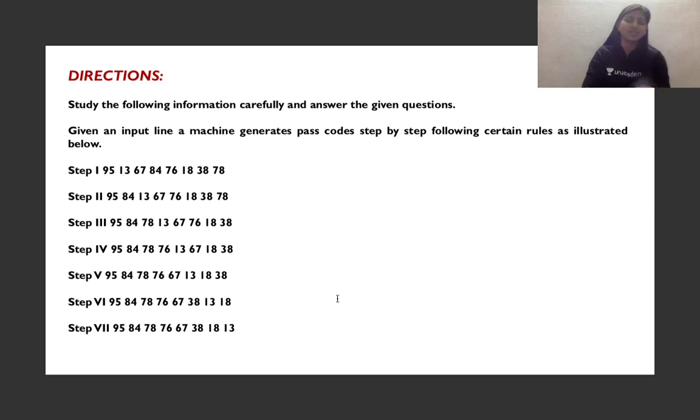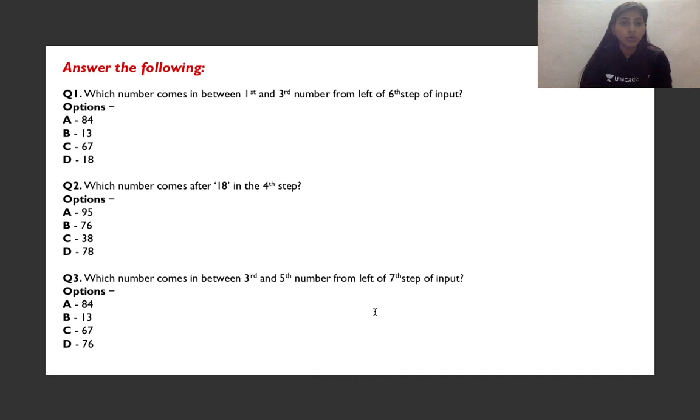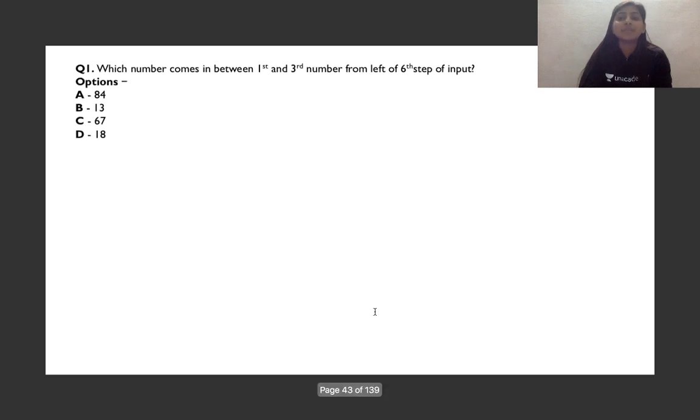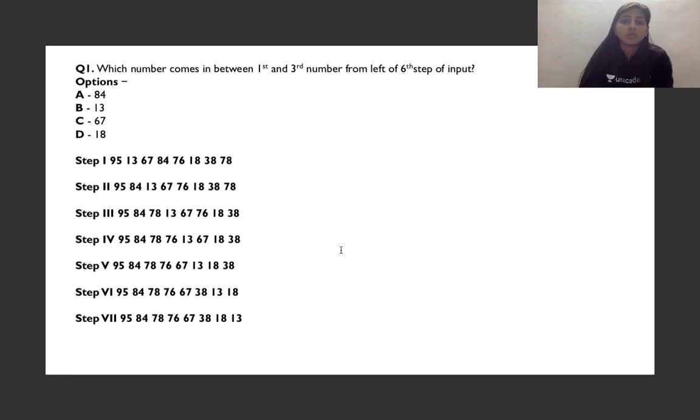So suppose here it's already given, but you will have to do this part there. Okay, whatever input line will be given, for that you will generate these steps, and then some questions will follow. So let's see how to solve those questions. What number comes in between first and third number from left of sixth step of input? In sixth step between first and third, we have 84. So the answer is option A.